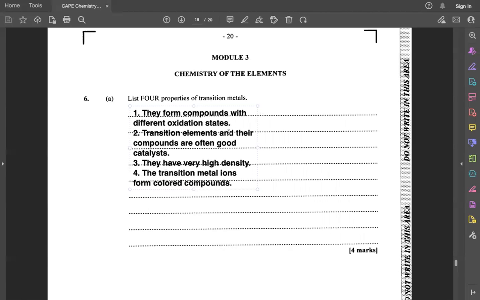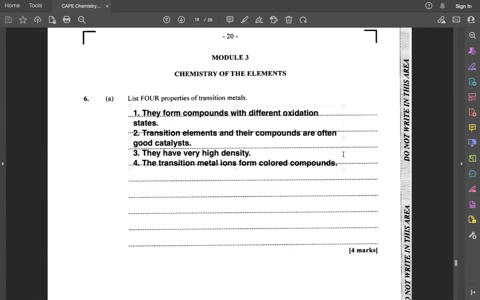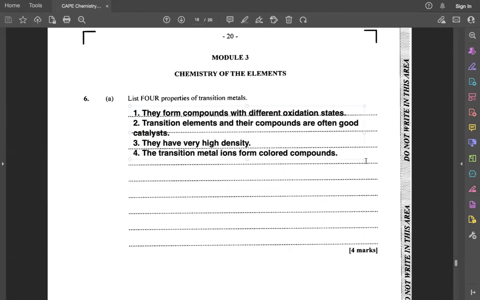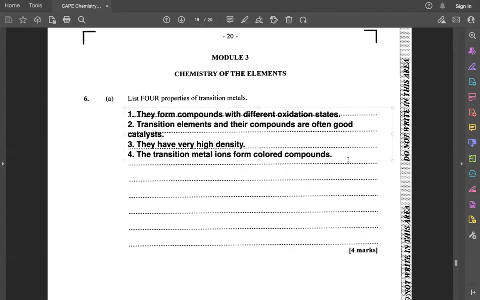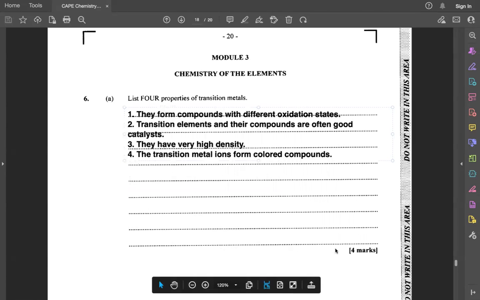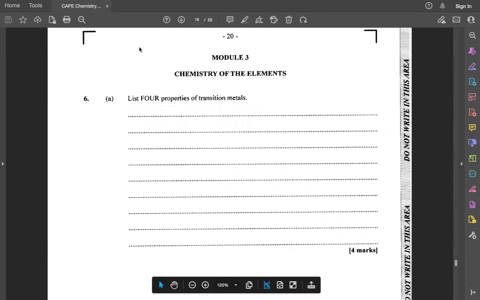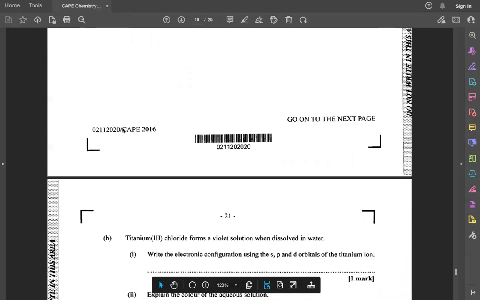All right, so those are 4 properties of transition metals. They form compounds with different oxidation states. Transition elements and their compounds are often good catalysts that's associated with their variable oxidation states. They have very high densities, and the transition metal ions are capable of forming colored compounds, okay? So that's our 4 marks. We're done with that one. So let's clear that and go down.